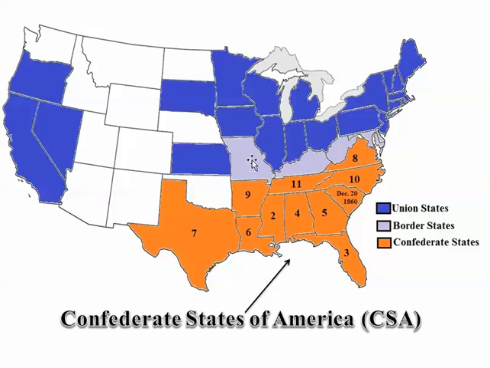These border states in this light color purple here did not claim the South either. They were really kind of neutral, but they stay within the Union. They did not secede from the Union. These border states, the difference between them and the Union states is that they had slaves, but they were still part of the United States.